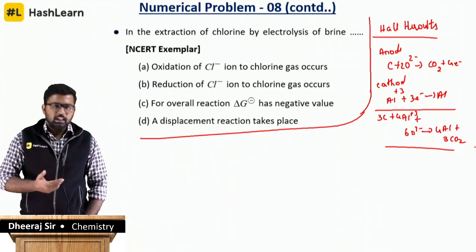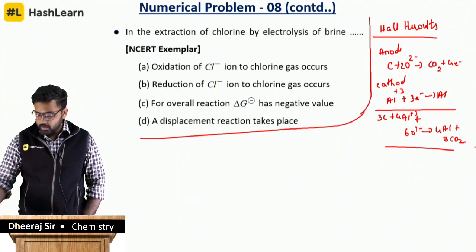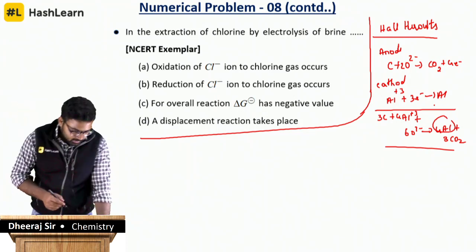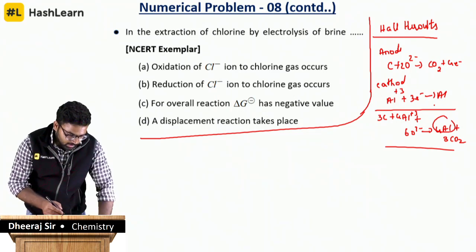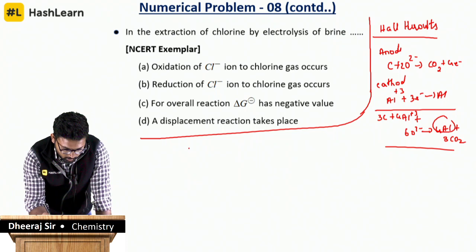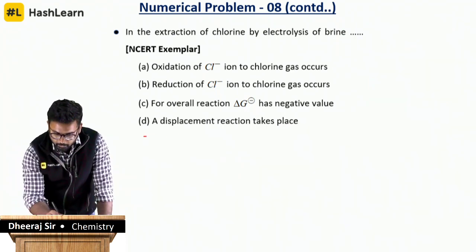From there, we take it ahead and try to extract it using Hall-Héroult's process, where I get aluminium. So this is how it happens. Now if you want, I can give you the entire reaction, guys. The entire reaction is going to happen this way. So I think this would be more ideal.